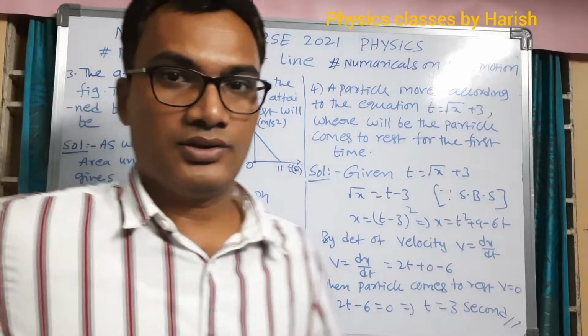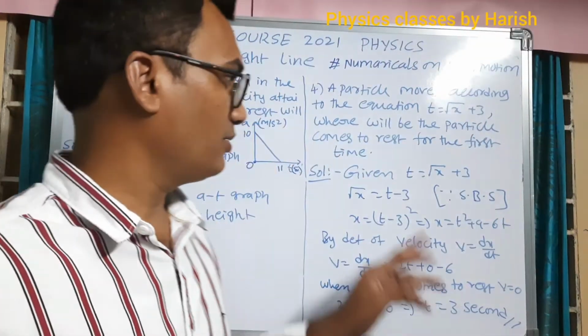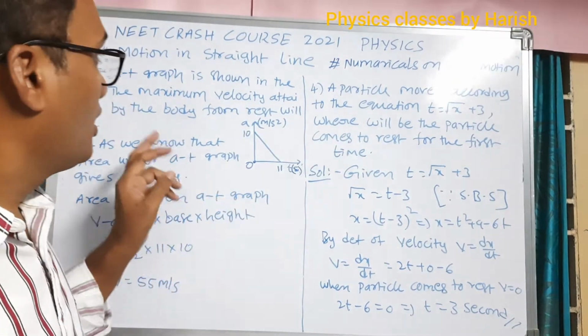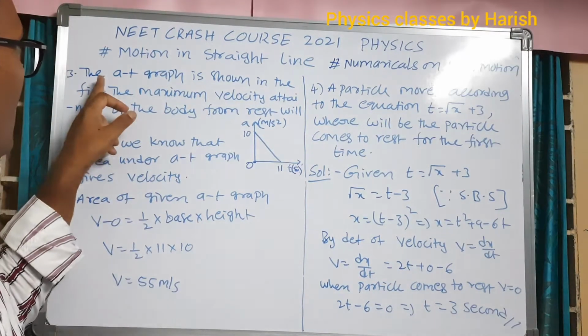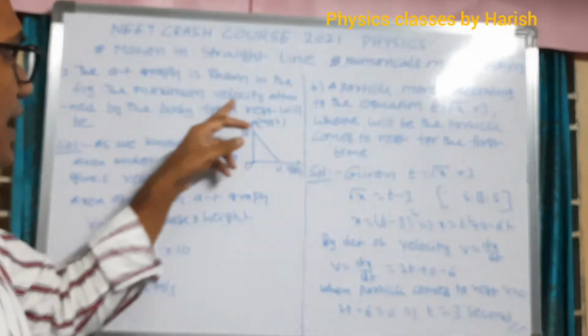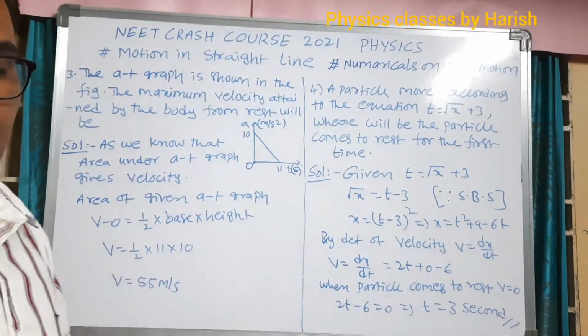So now also we are going to discuss two more numericals based on the kinematic equations. So 4 methods will be covered in this. So third question. The acceleration time graph is given as shown in the figure. The maximum velocity attained by a body from rest will be?